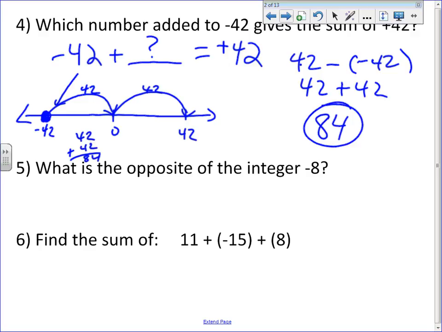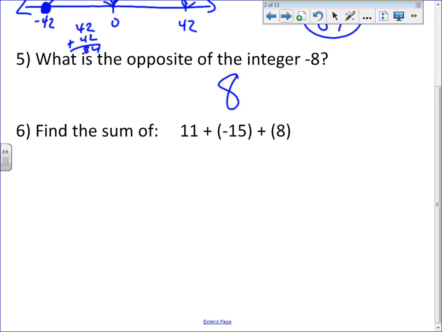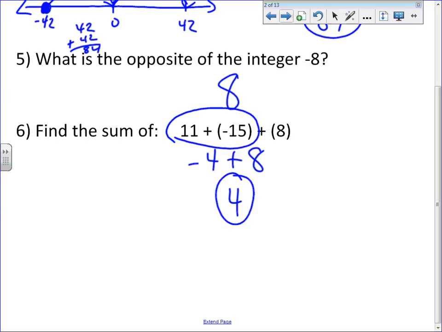Number 5, what is the opposite of 8? That's -8. Number 6, find the sum. So 11 plus -15 plus 8. I'll do it 2 different ways. The first way I'll do it is just left to right. 11 plus -15. I'll start here. I'm adding a positive and a negative number, the sign of the bigger one, and subtract. So that'd be -4, and I bring down the plus 8.